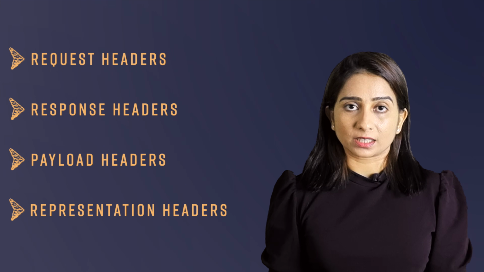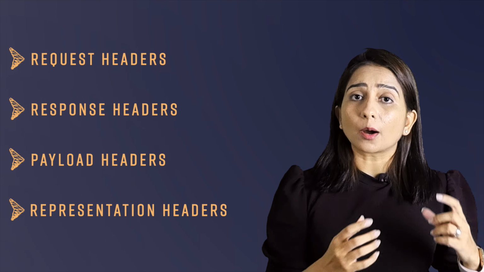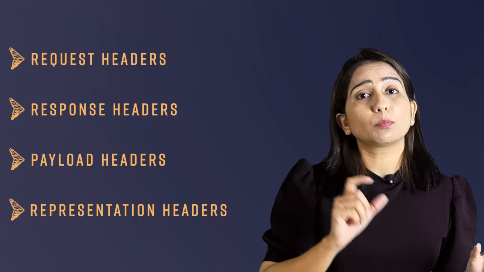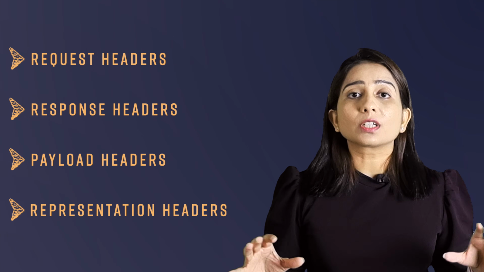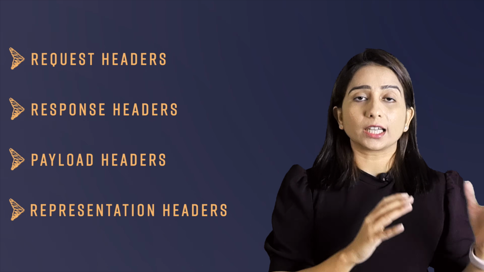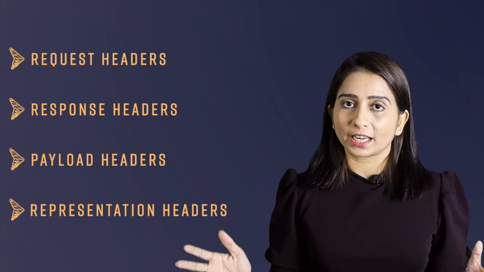Now, in order to understand this in detail, let me start with categorizing the headers. API headers can be grouped into 4 different categories: request headers, response headers, payload headers, and representation headers. This does not mean that a particular header which is a request header cannot also be a response header, or a payload header, right? It is just based on different contexts that you can understand that there can be different types of headers.